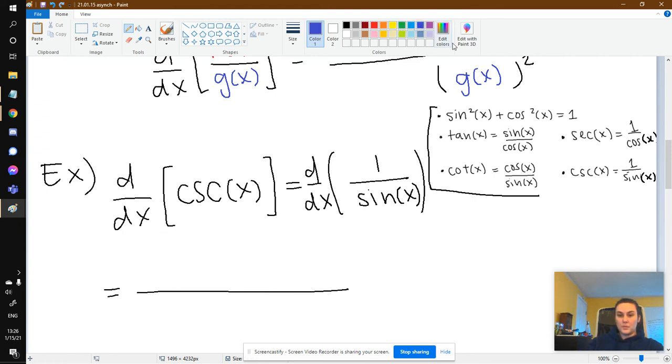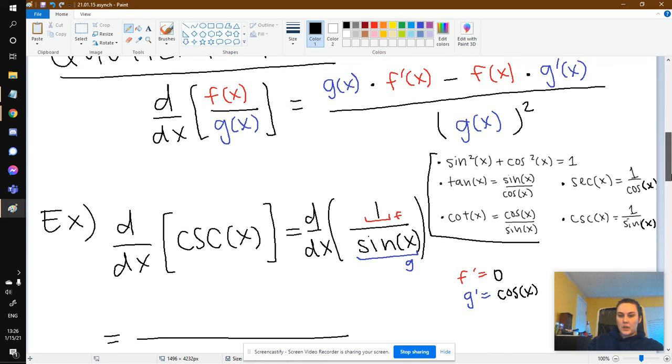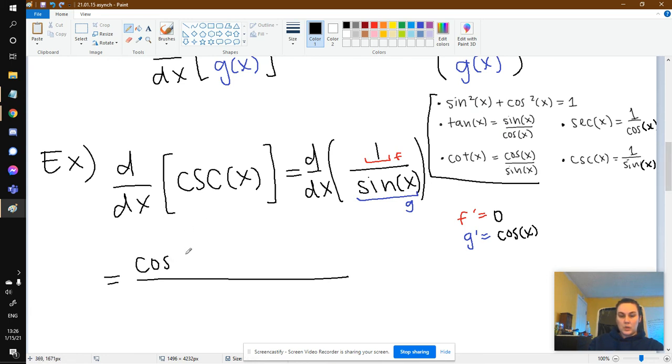On my quotient rule, this is g, this is f. I know off to the side I'll need the derivative of both. The derivative of 1 is 0, and the derivative of sine is cosine. And now we just get to put these 4 things into this pattern. We do low times the derivative of the top minus high times the derivative of the bottom.